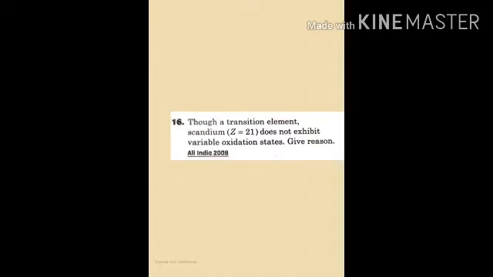Though a transition element, scandium does not exhibit variable oxidation state. What will be the reason? Check their electronic configuration. Scandium does not exhibit variable oxidation state because it contains only 3 electrons in its valence shell, and after losing them it achieves an inert gas configuration. That is, an inert gas configuration means it becomes stable. Okay, write their electronic configuration, 3d1 4s2. So they have only 3 electrons in their valence shell. So if we lose them, it will achieve the inert gas configuration.